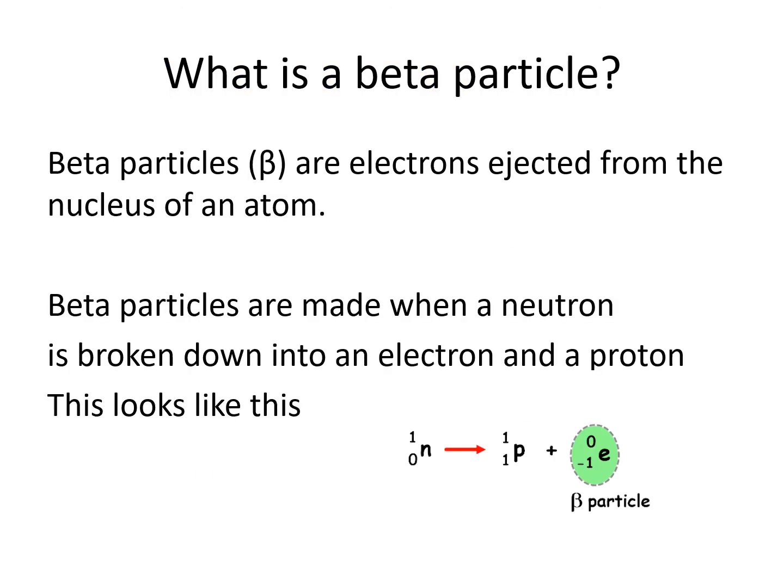So when a beta particle is emitted from the nucleus, always remember it's because a neutron is breaking down and it produces a proton plus your electron. So whenever a beta particle is emitted, you're always making that proton as well. So overall, you're going to be increasing your atomic number by 1.